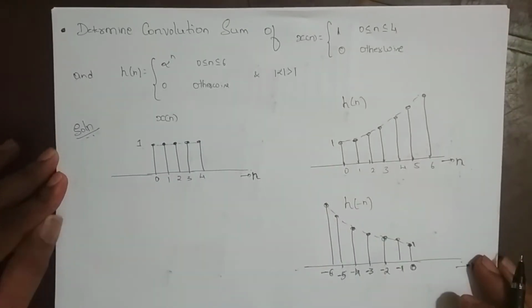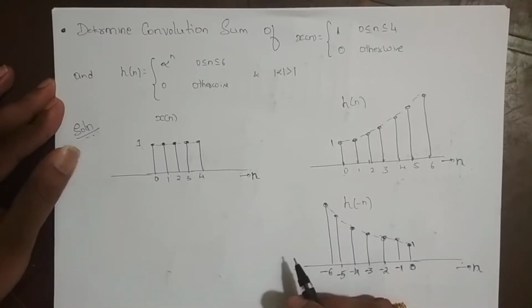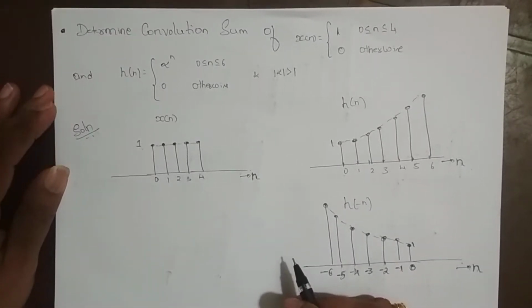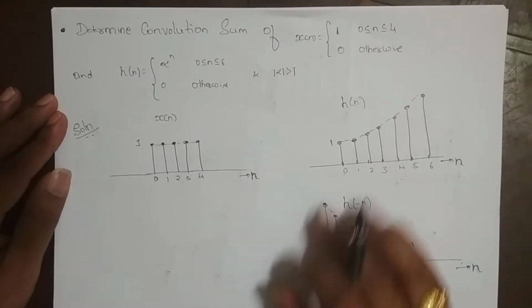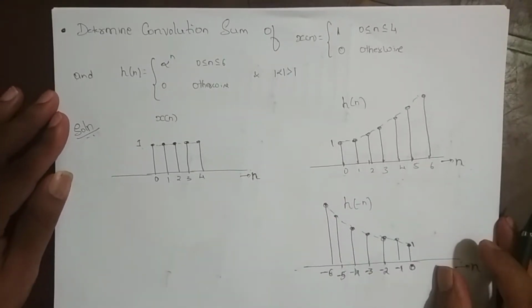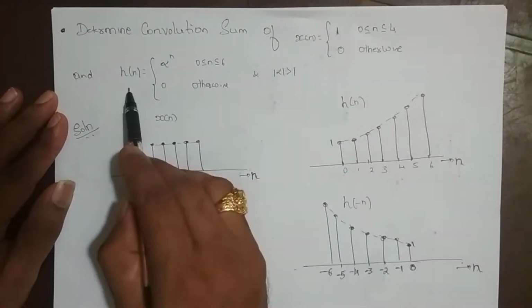Hey guys, this is the last problem I'm taking up on convolution sum. This problem is kind of lengthy, but to make the video shorter, I have done some initial work here. Let me explain what I have done. So the problem is: determine the convolution sum of x of n and h of n.